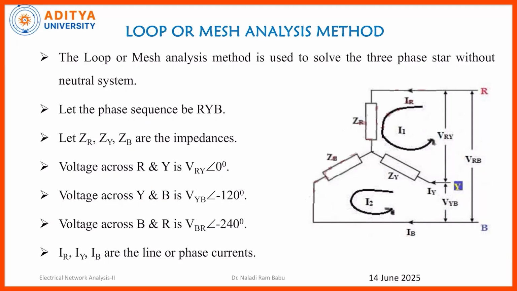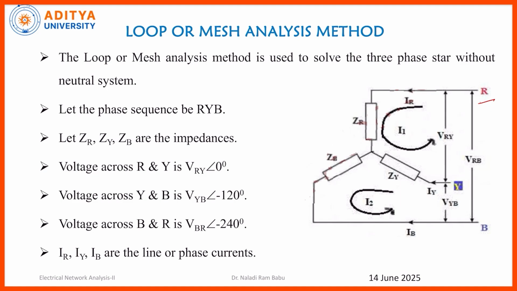Coming to the loop method, here is the circuit diagram. As I told earlier, this is a three-phase three-wire system. A three-phase three-wire system may be star or delta, but for delta the connections and equation part are different, and we are going to deal mainly with star connections. So here is the star connection.